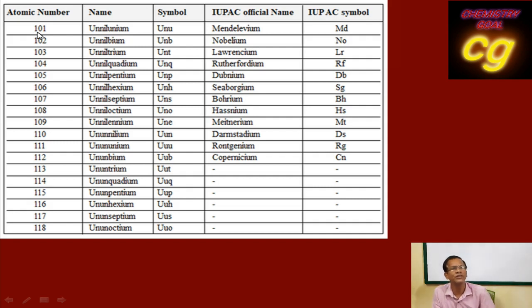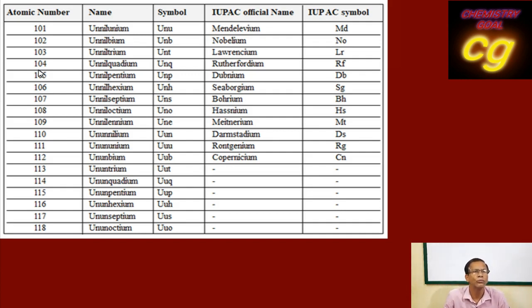The symbol is UNU: 1 means U, 0 means N, 1 means U. So UNU is the symbol of 101. The name is unnilunium, but actually now it is called mendelevium. Mendelevium is the common name given as per the name of a scientist. But the IUPAC name follows the rules. 101 unnilunium, 102 unnilbium, UNB, 103 unniltrium.